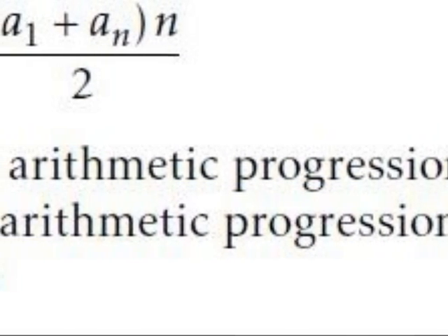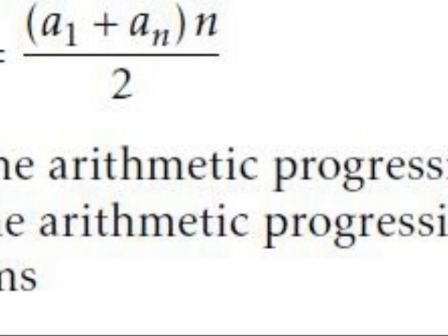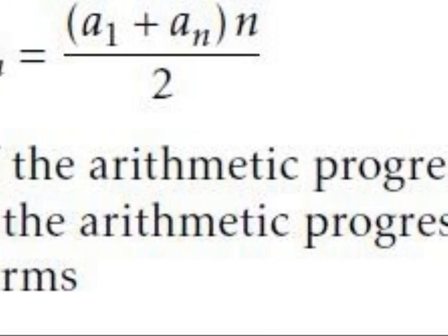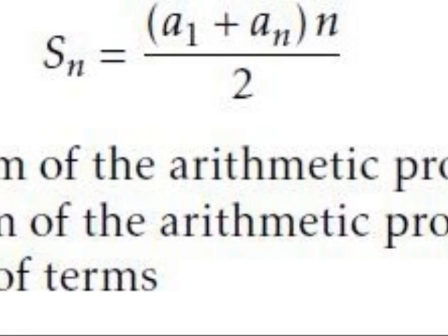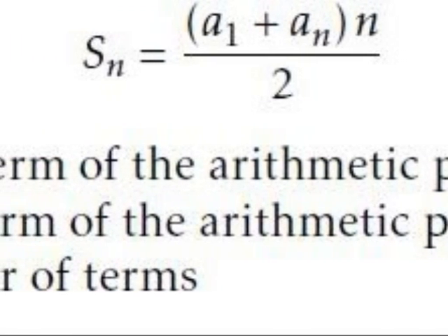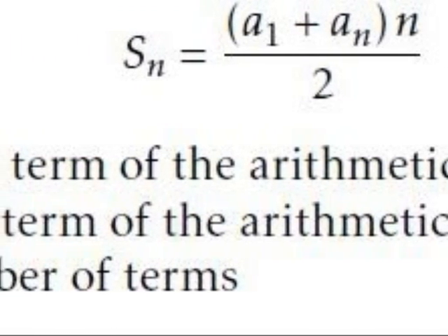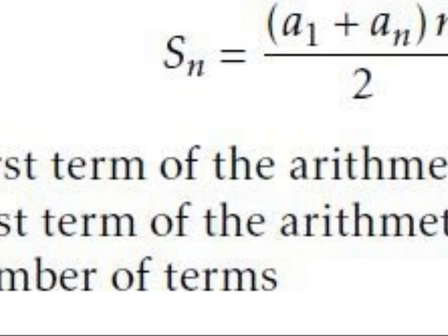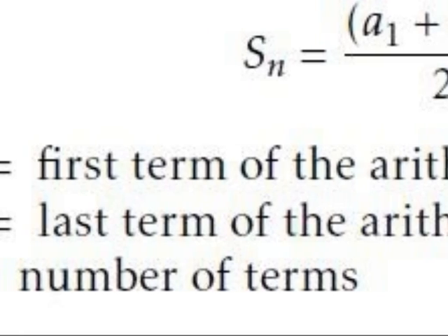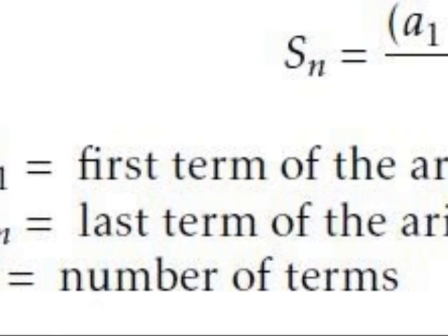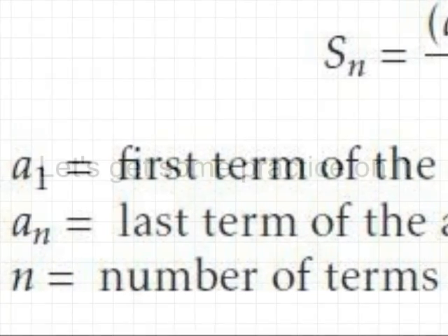Finally, I wanted to talk about arithmetic progression, where Sn equals (a1 plus an) times n divided by 2, for a1 equals the first term of the arithmetic progression, an equals the last term of the arithmetic progression, and n equals the number of terms. So knowing this formula, you can now find the sum of an arithmetic sequence to a certain point.